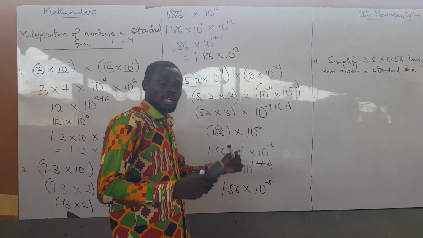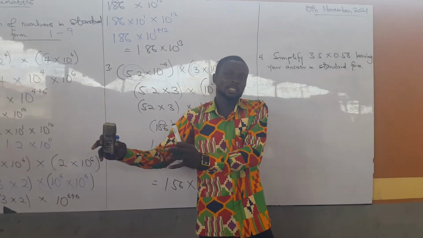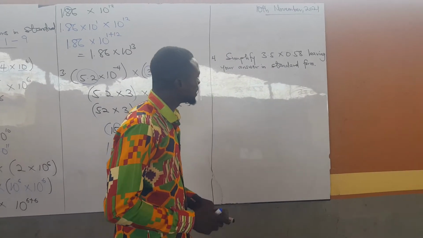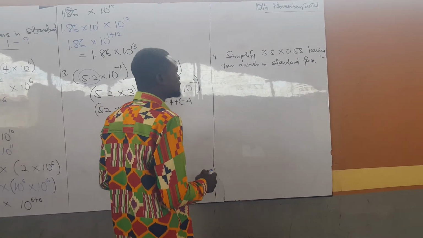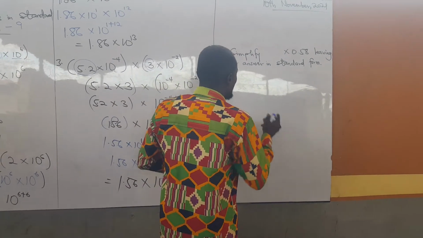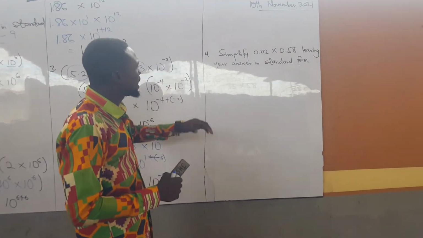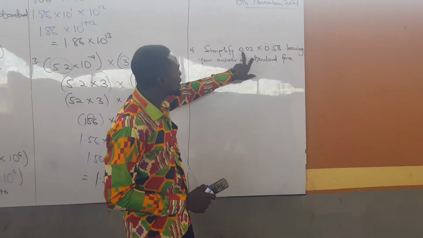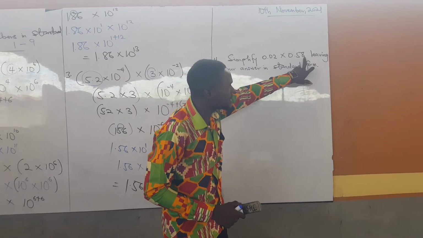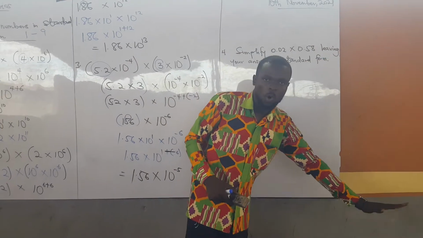So anytime when it comes to multiplication of numbers in standard form, group your numbers at one side and group the powers of 10, then you perform the multiplication. Now let's look at this one, which says you have to simplify. Let's say we have 0.02 times 0.58, leaving your answer in standard form.